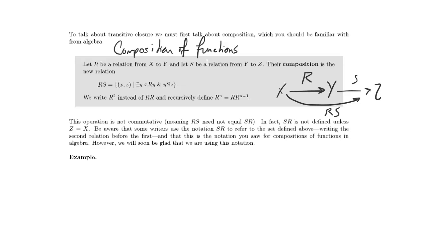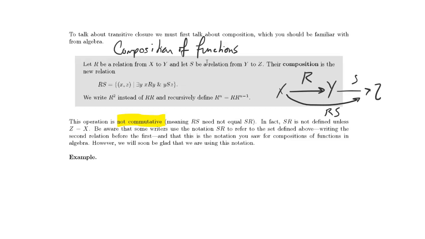We're going to write R squared instead of R composed with R, and we're going to recursively define R to the N to be R composed with R to the N minus 1. This operation is not commutative, meaning that RS does not need to equal SR. In fact, the existence of one does not even imply that the other exists. Be aware that some writers use the notation SR to refer to the set defined above.